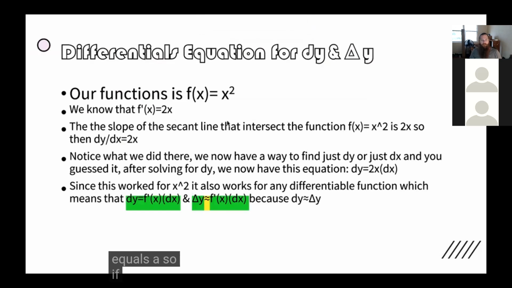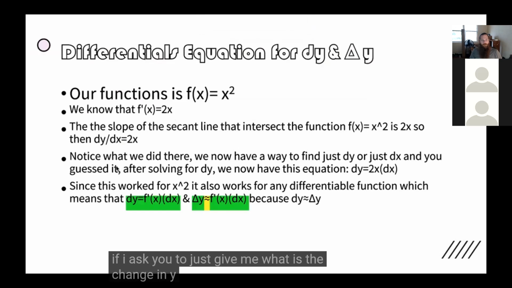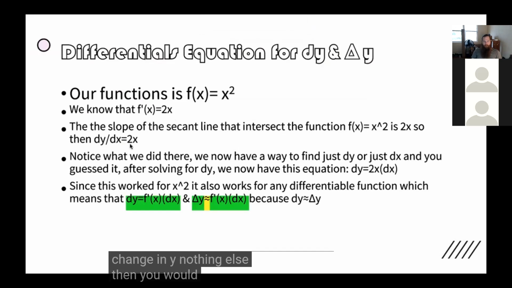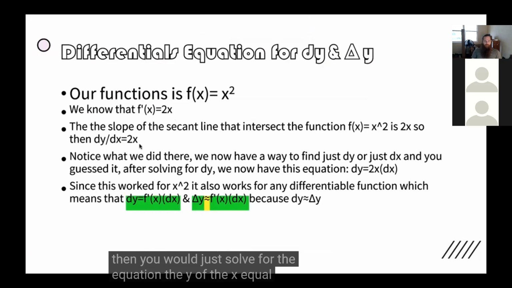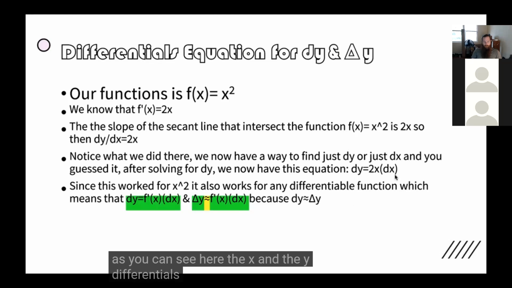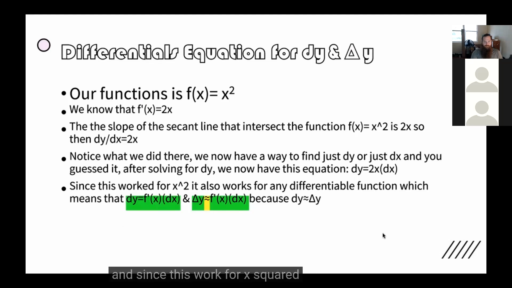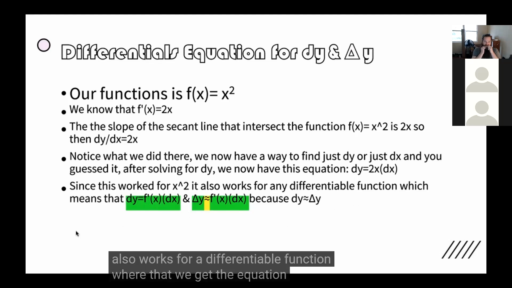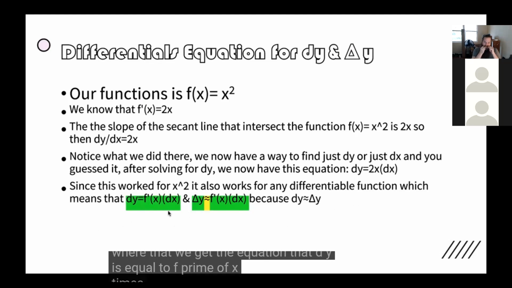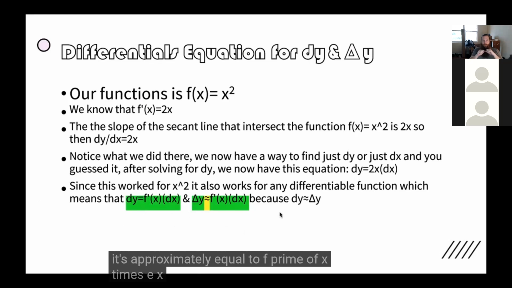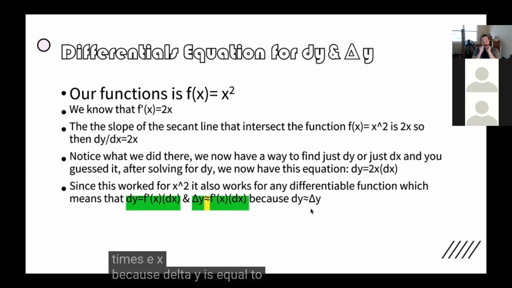So if I ask you to just give me the change in y, or dy only, nothing else, then you would just solve the equation dy over dx equals 2x, which gives you dy is equal to 2x times dx. As you can see here, dx and dy are differentials. Since this works for x squared, it also works for any differentiable function, where we get the equation dy is equal to f prime of x times dx. That also means that delta y is approximately equal to f prime of x times dx, because delta y is approximately equal to dy.